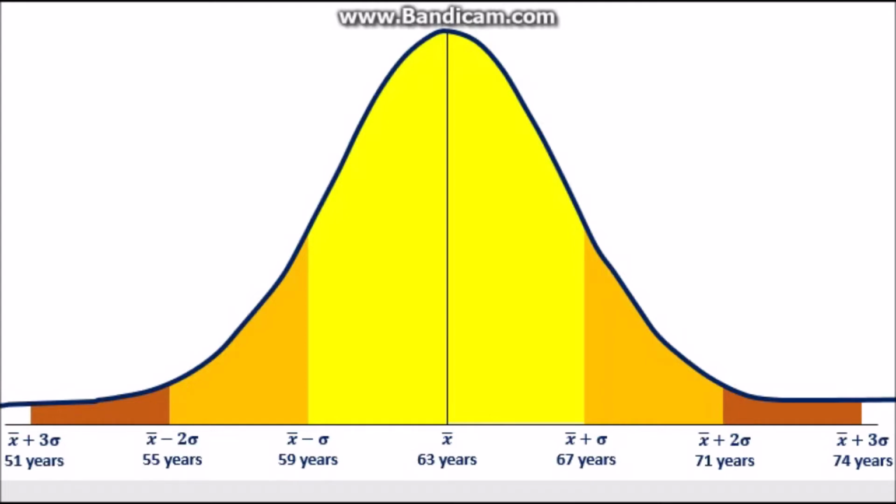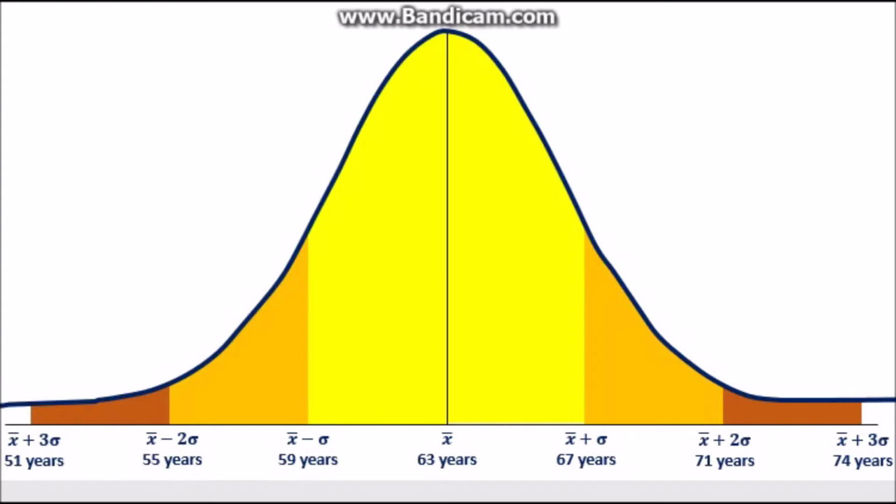And every increment after that, or every interval after that, should be plus or minus your standard deviation. And in this example, the standard deviation was 4 years. So going on the right side of the graph, we're getting larger by 4 years every single time. And going on the left side of the graph, we're getting younger than 63 years.